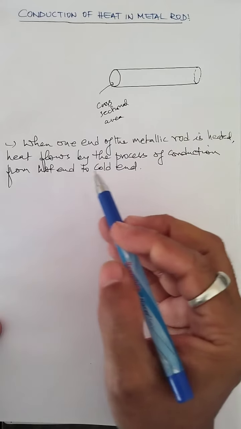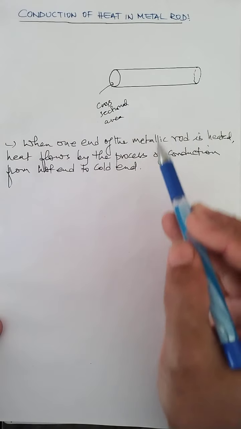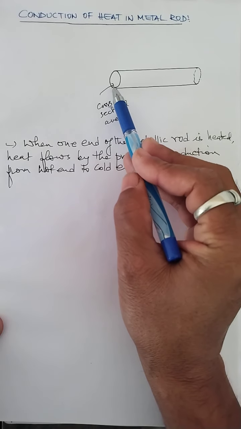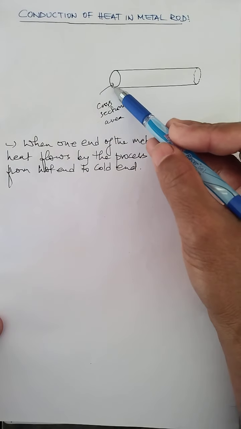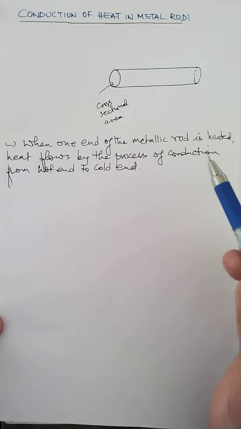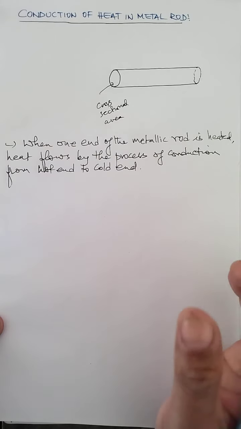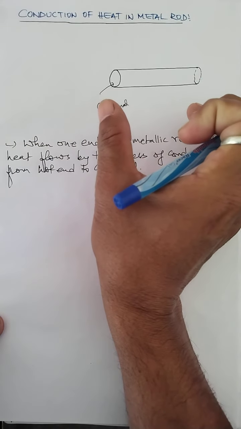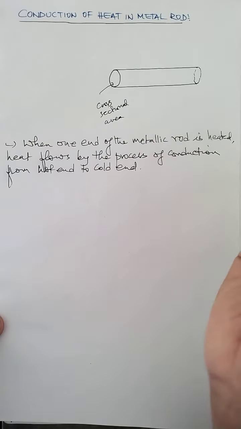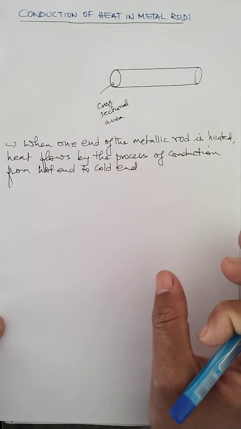As I already said, when one end of the metallic rod is heated, the heat simply flows from that hot end, the end where the temperature is higher, to the cold end where the temperature is lower. Because in the process of conduction, as you know, there must be a temperature difference. When there is a difference in temperature, only then can the heat flow from the body at high temperature to the body at low temperature.